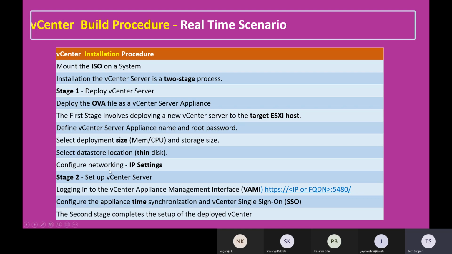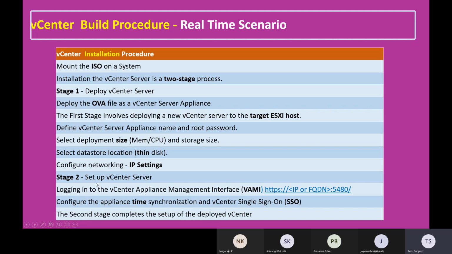Another option is configuring IP settings. Whatever we collected in the pre-installation stage, we need to enter those IP address details during the installation process. In our lab we are using IP version 4, but in real-time scenarios you can use either IP version 4 or IP version 6. It is subject to the customer's requirement. And stage 2 is setting up the vCenter Server. So we are going to set up the vCenter Server at stage 2.